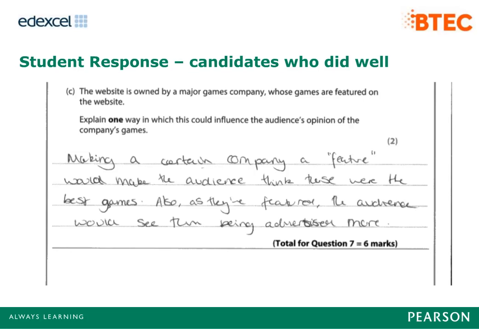This question was effective in differentiating between stronger and weaker learners. Question 7C is the last part of a 3-part item that introduces learners to a gaming website that is owned by a major games company. Learners were asked to explain why this might influence the audience. A lot of learners were unable to link the ownership of the website and how this may influence the audience to purchase their games. In this example, the learner has identified how the company would be able to feature their games more strongly, and that this would have an impact on the success of the games.